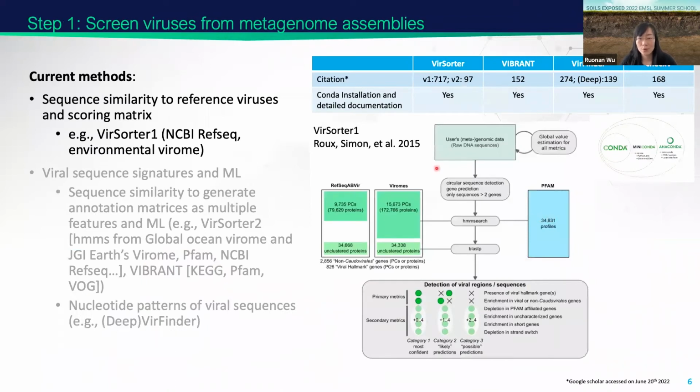For the first step, screening viral contigs from metagenome assemblies, I'll list the three most widely used tools with the number of citations for each. Here we have VirSorter by Brady, VirFinder, and another tool called CheckV, which is used for evaluating the quality of the detected viral contigs. Both VirSorter and VirFinder now have a new version. Here we refer to them as VirSorter 1, VirSorter 2, VirFinder, and DeepVirFinder respectively.